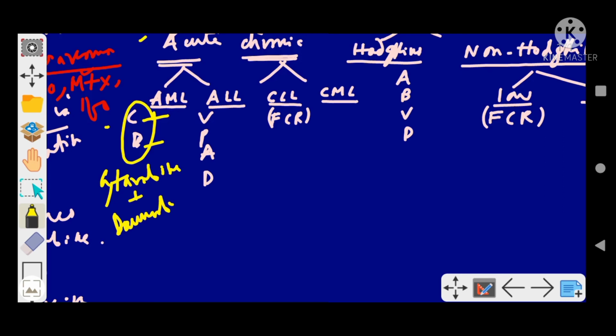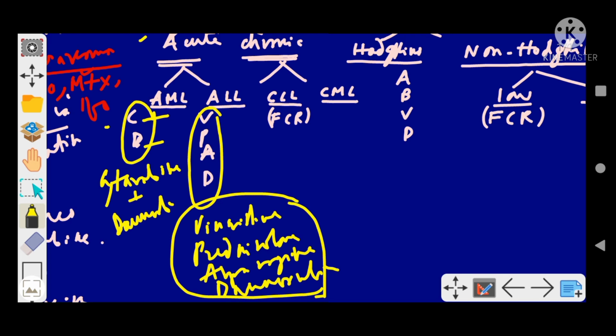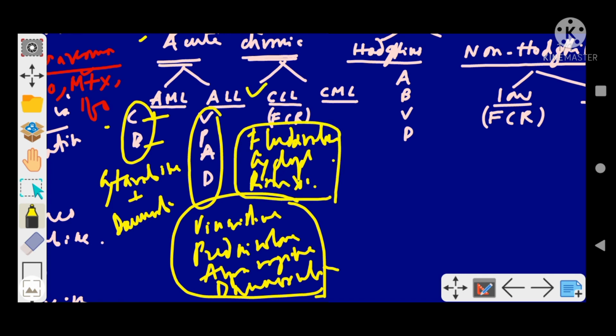For ALL it is VPAD, right? VPAD stands for V for vincristine, correct? P for prednisolone, right? A for asparaginase, and D for the same daunorubicin. So this is the treatment part for ALL, correct? VPAD: vincristine, prednisolone, asparaginase, daunorubicin, correct? And for CLL it is the FCR regimen. FCR stands for fludarabine, C for cyclophosphamide, R for rituximab. Fludarabine, cyclophosphamide, rituximab for CLL, correct?